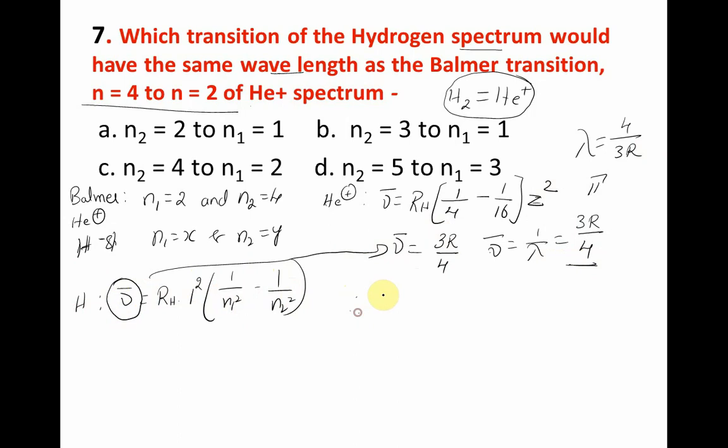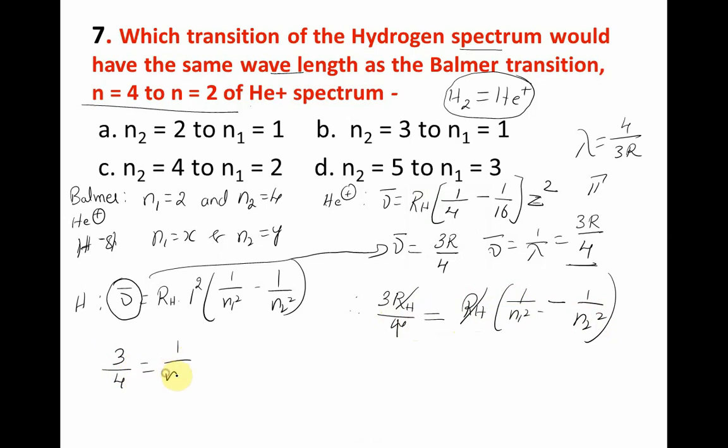3R by 4. Therefore 3RH by 4 is equal to RH into 1 by n1 square minus 1 by n2 square. RH gets cancelled, so we get 3 by 4 is equal to 1 by n1 square minus 1 by n2 square. To find the values of n1 and n2, we will use hit and trial method.